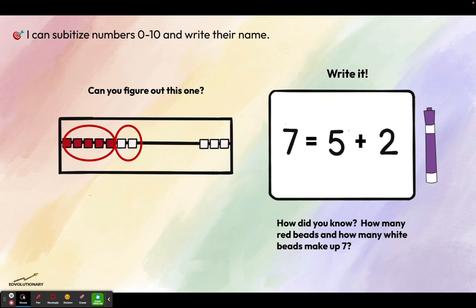And I like to name the units like red beads and white beads because then it continues to give meaning to the equation. Tuesday we'll have more of these, and then Wednesday we have more of these as well.